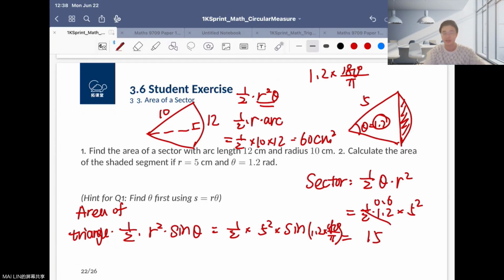Okay. So that's for this lesson. Hope you can truly understand the area of a sector and the area of a segment. They are very important for you.